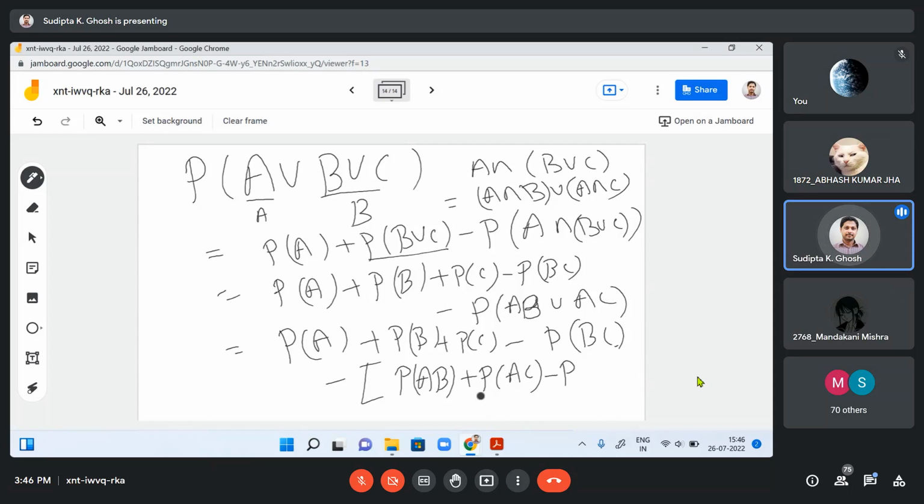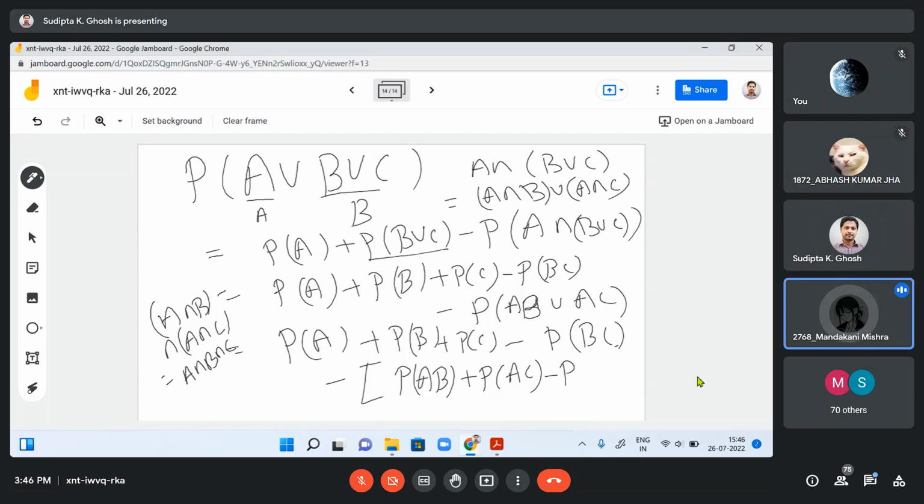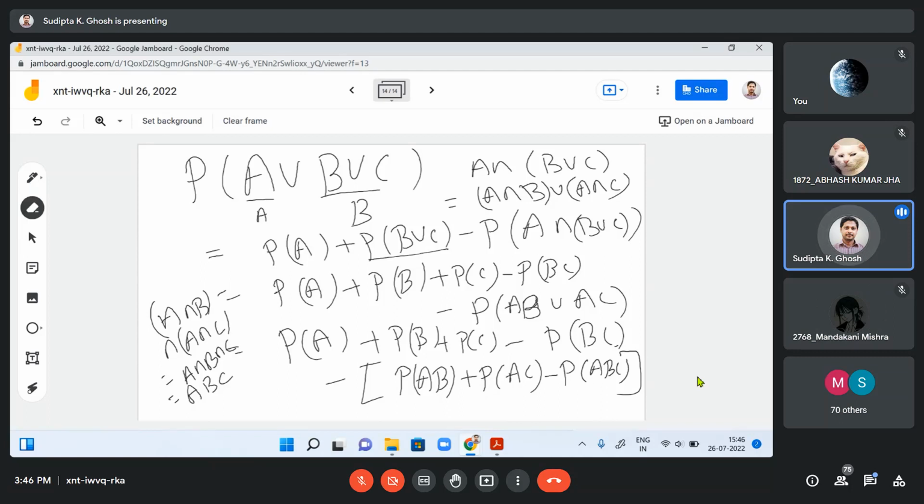Tell me one thing. A intersection B intersection A intersection C. What is the value? Can anyone tell me? That means A intersection B intersection C. Am I correct? Therefore, it is ABC. Okay. So right now I am writing probability of ABC. Okay. So if it is given in the bracket, if I leave the bracket, then what will come?